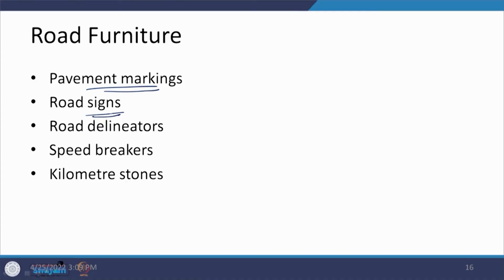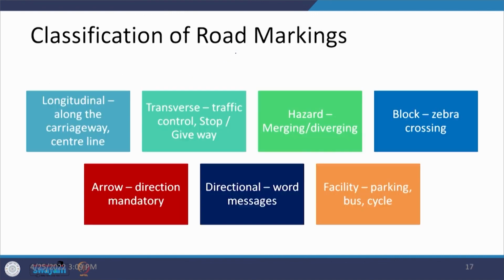The road signs are mainly visible to you more on the road than markings, because you simply keep looking towards the top. Then the road delineators which can be provided, the speed breakers, because that is one utility which is usually going to be there in the urban area, and then the kilometer stone is another thing we are going to talk about. So, we will look at these things one by one, starting with the pavement markings. Here I am going to give you a classification of those markings, and then we are going to stop in a slide or two.